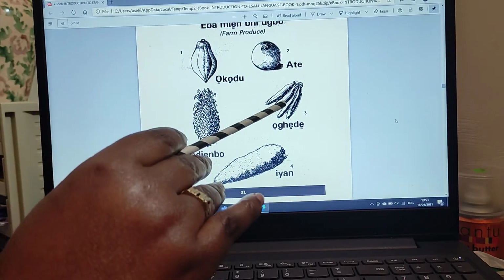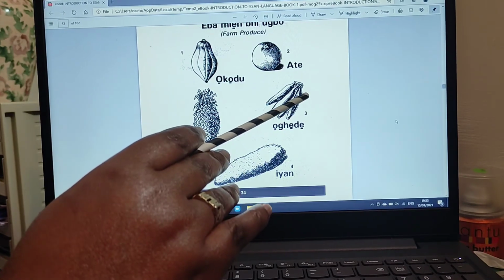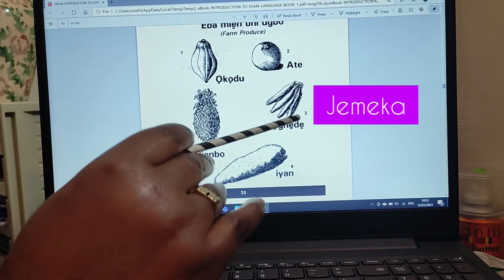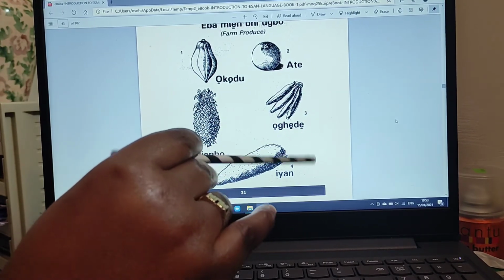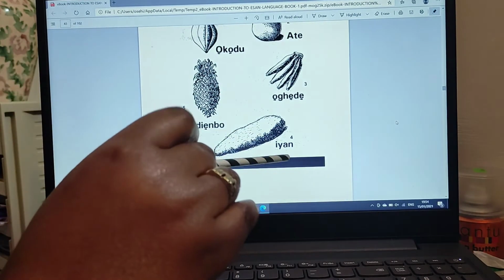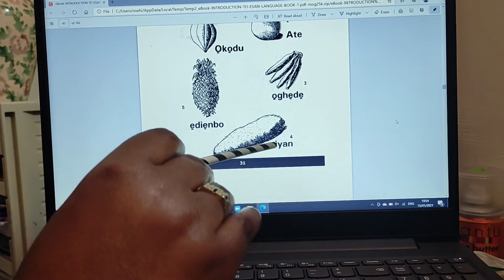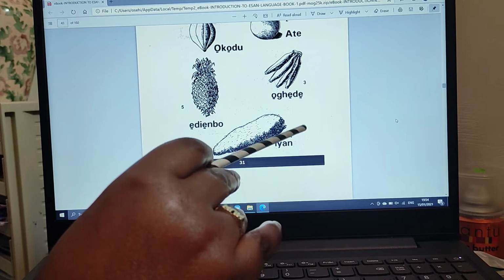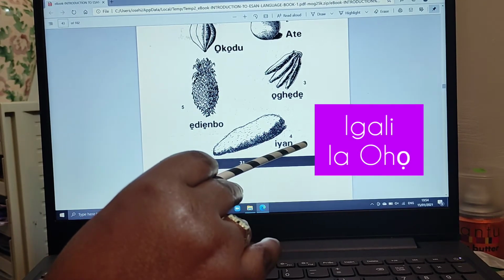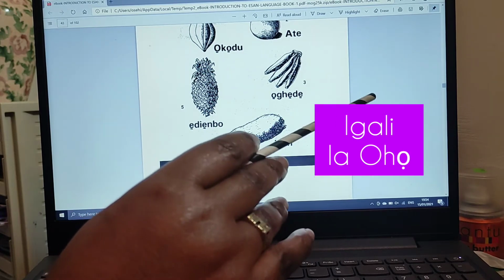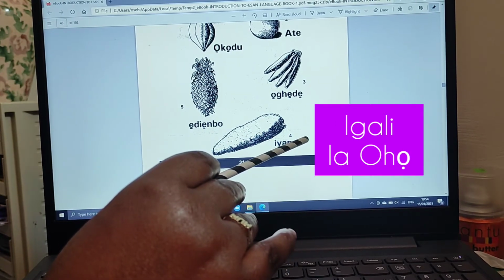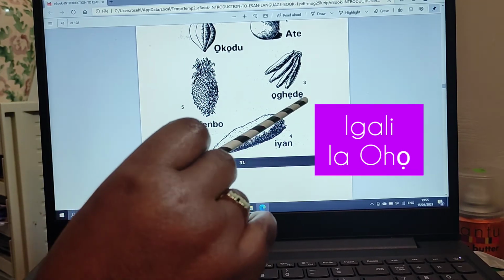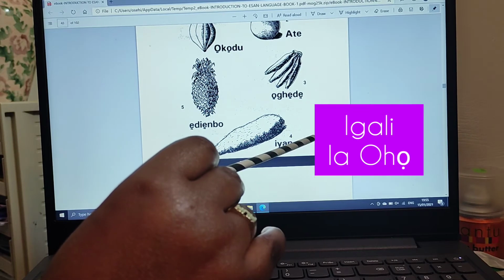Orede is plantain. I must say here, the banana is called Jamaica. Jamaica is banana, while the plantain itself is called orede. Right. So yam is inya. I will mention a few more things which are tubers. Cassava is igali, or people from Irwa and those environs, we say oho. So oho is cassava, or igali or oho is cassava.